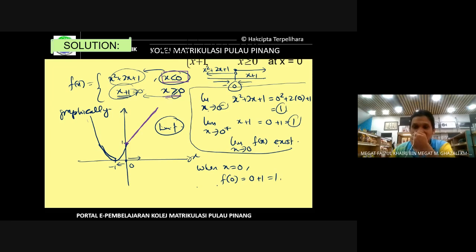So now class, the limit exists where the limit is equal to 1. And when x exactly equal to 0 is also equal to 1, 1 and 1. So what is our conclusion then? f(x) is continuous at x equal to 0. Itu je syarat dia. Limit kiri dan kanan sama, wujud sama. And then when x exactly equal to that value is also the same value, then the function is continuous at x equal to 0. That's it.